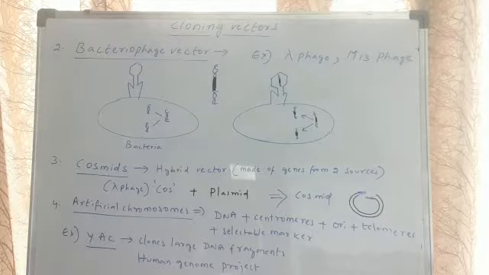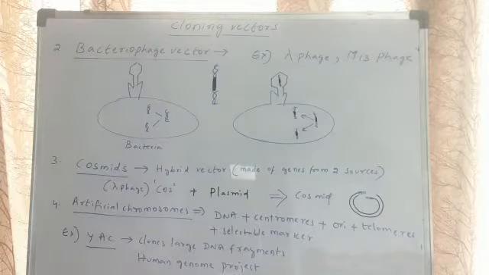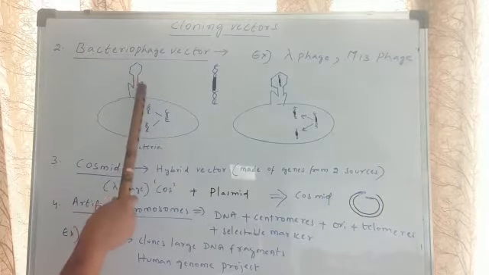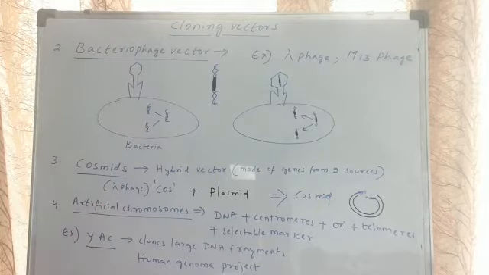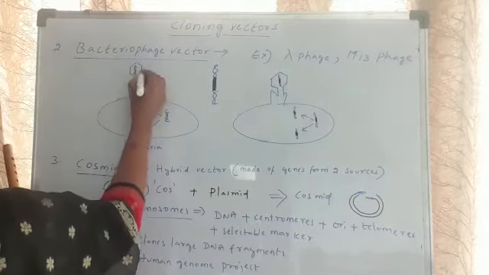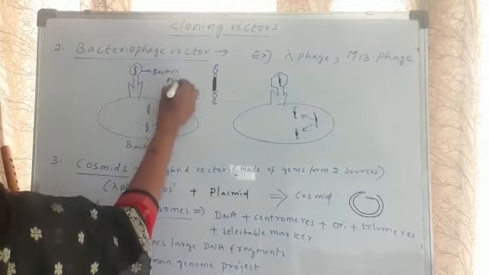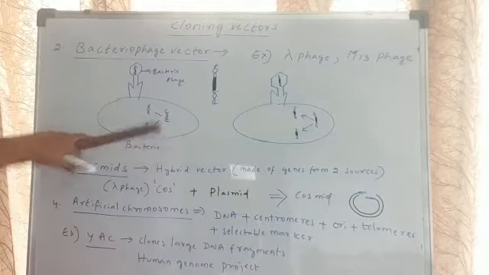The second example of cloning vector is bacteriophages. Now, what are bacteriophages? These are the viruses which attack bacteria. So, a bacteriophage is a virus which attacks bacteria.